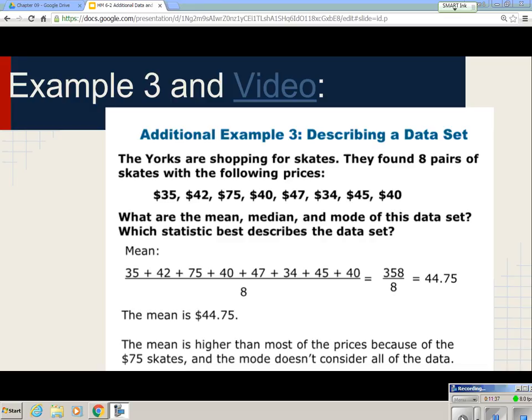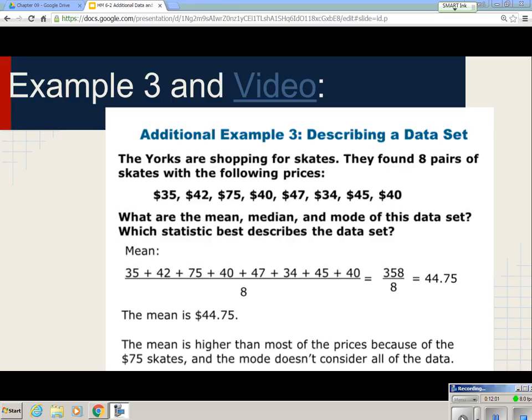All right, the last thing I want you to see in this lesson today is how you can describe the data that you see and see which way works best for showing the information. Kind of what I was getting at just a second ago. Here it says the Yorks are shopping for skates. They found 8 pairs of skates. The prices are there. So what's the mean, median, and mode of this data set?